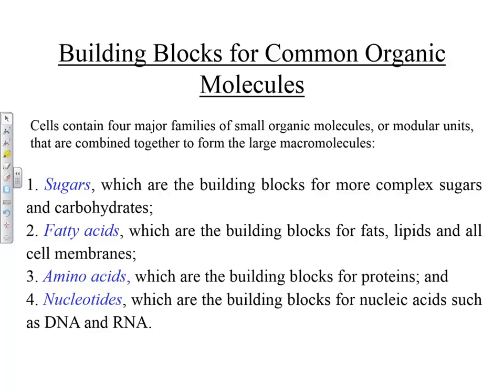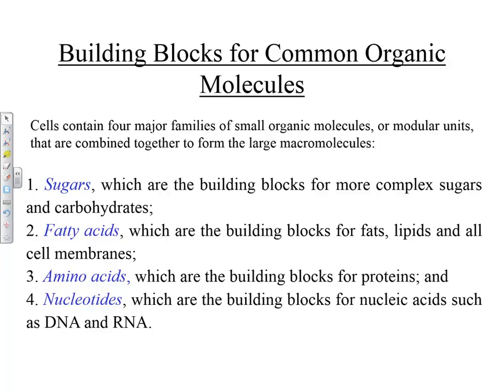So cells contain four major families of small organic molecules, or modular units, which are combined together to form these large macromolecules. Although you encounter huge molecules in living organisms, they are made up of smaller modular units. We will focus attention on four important classes of modular units.